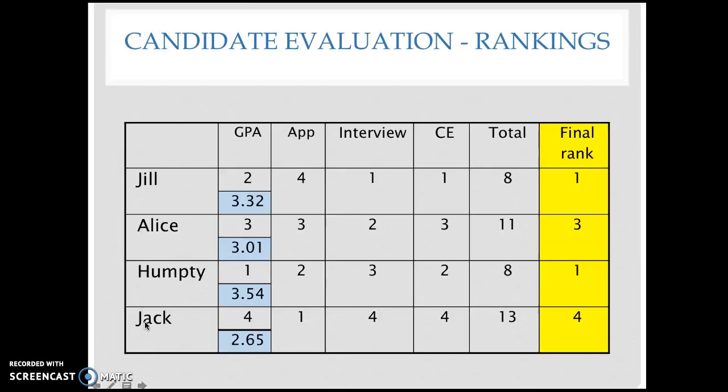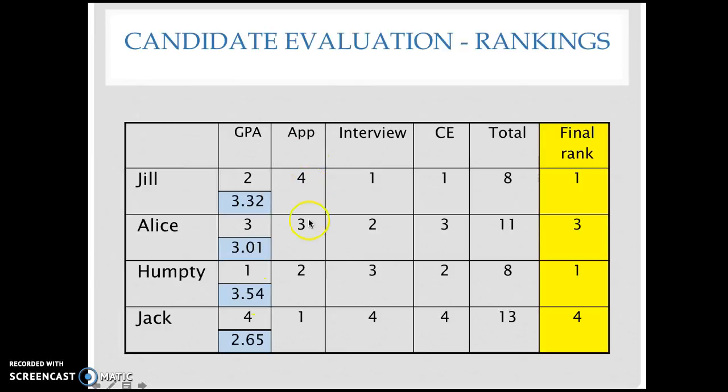All right, so this is what a ranking situation might look like. Looking at Jill, she was the second ranked in terms of GPA. The reason that you know that is that Humpty down here was the top ranked, and his GPA was 3.54. So just looking at GPA, you can see how this ranking system works. Jill's was the second highest at 3.32, and Alice was the third highest at 3.01. Jack was the fourth highest at 2.65. So that's how those were rank ordered.